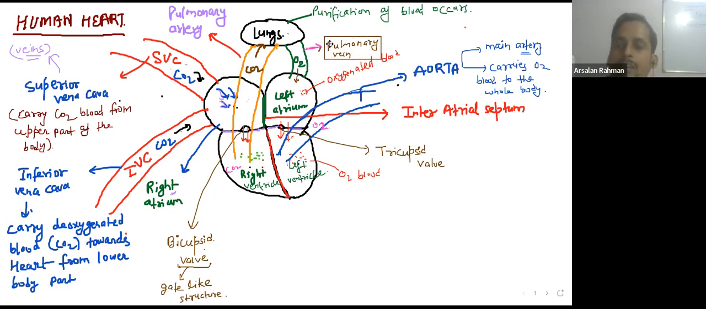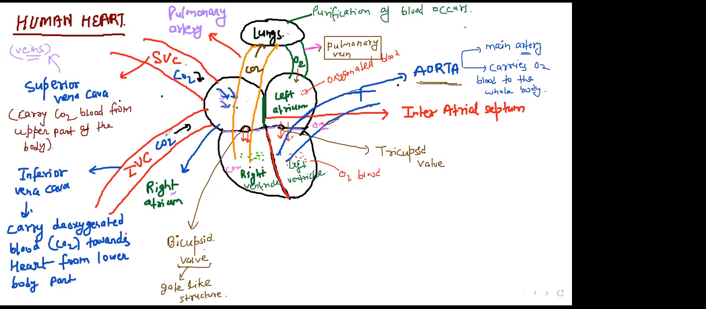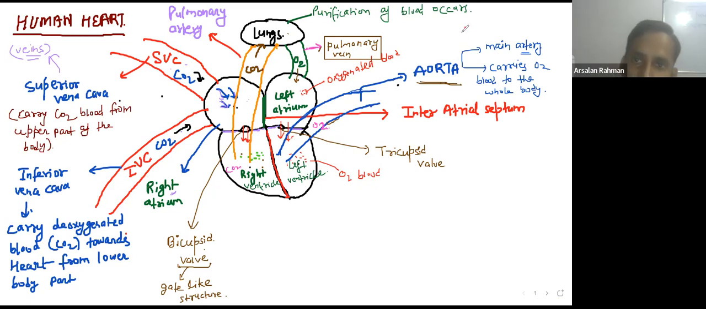Okay. Here you can see that artery carries what, beta? Oxygenated blood or deoxygenated blood? Tell me, this blue color structure is an artery. Is it carrying oxygenated blood or deoxygenated blood? Oxygenated. Here you can see this vena cava. What is this vena cava? Vena cava is the main vein of the body.